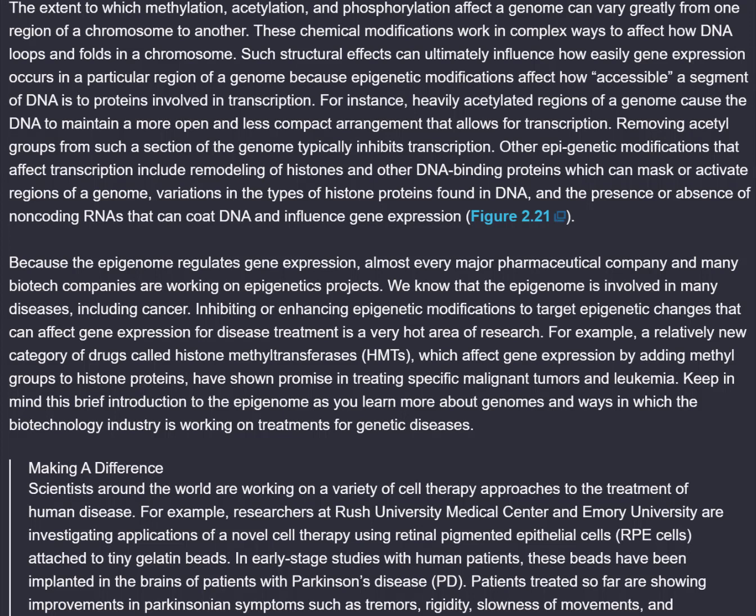Other epigenetic modifications that affect transcription include remodeling of histones and other DNA-binding proteins, which can mask or activate regions of a genome, variations in the types of histone proteins found in DNA, and the presence or absence of non-coding RNAs that can code DNA and influence gene expression. Figure 2.21.